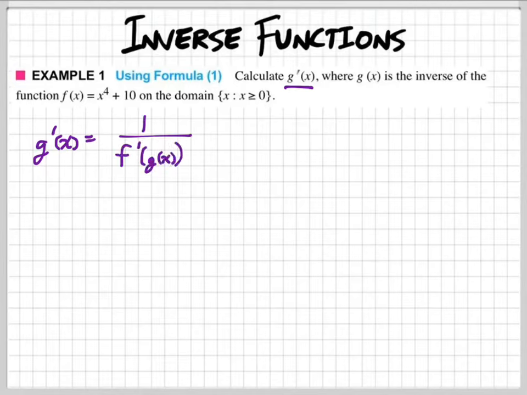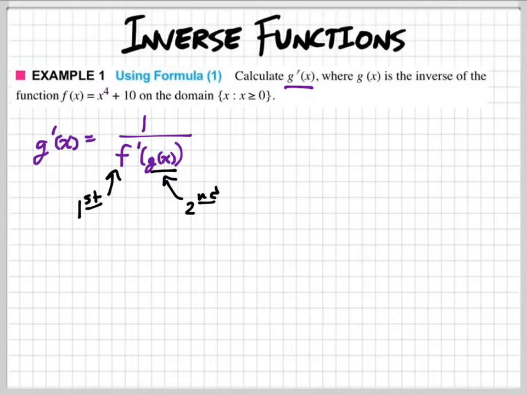So there's two things that we have to find. We have to find the f prime. So this is going to be our first step. We have to find f prime. And then we're going to have to find g. Do we know what g is? That's our second step. And the third step would be to simplify it, okay? But we need those two things so that we could plug them into our formula.